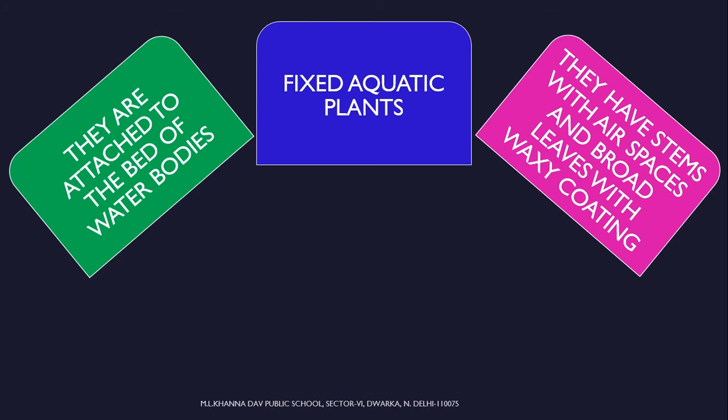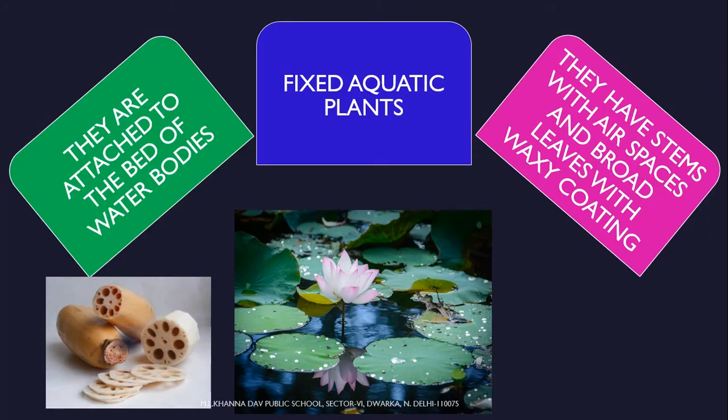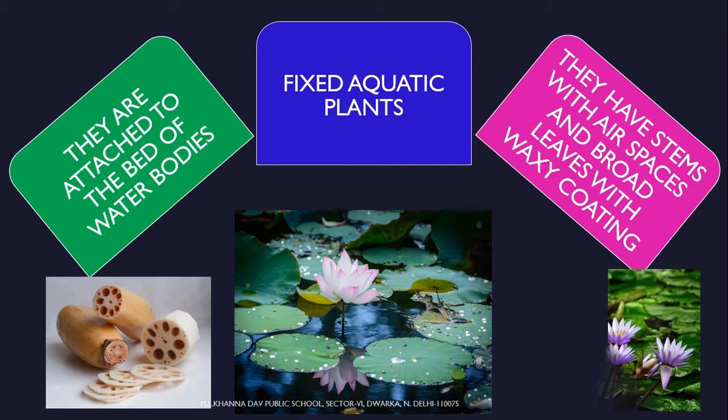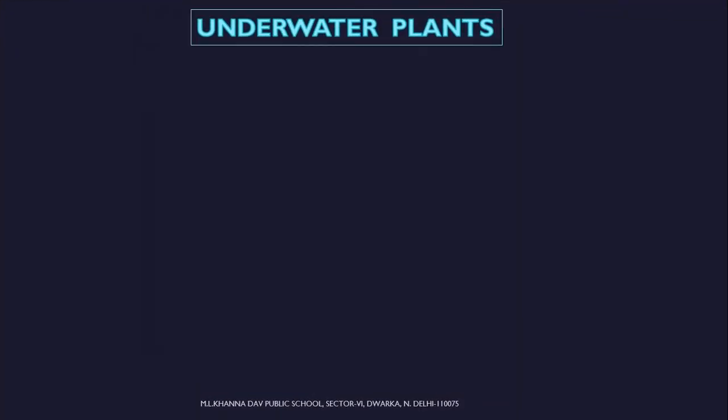When we come to fixed aquatic plants, their roots and stem are found under the water and the root is attached to the water bodies. Their stems have air spaces and the leaves are broad, with a waxy coating to prevent them from getting spoiled by being in water continuously. And here you see the examples of lotus and water lily, and also the stem of the lotus with the air cavities in it.